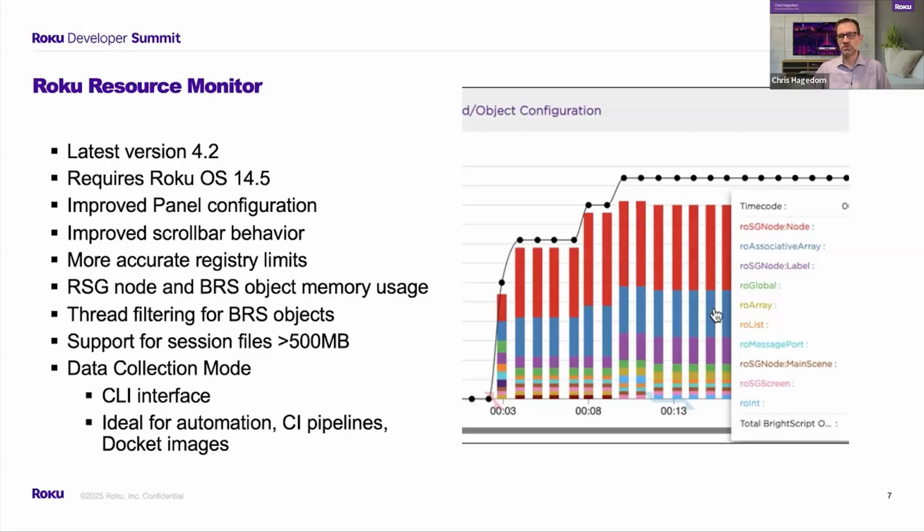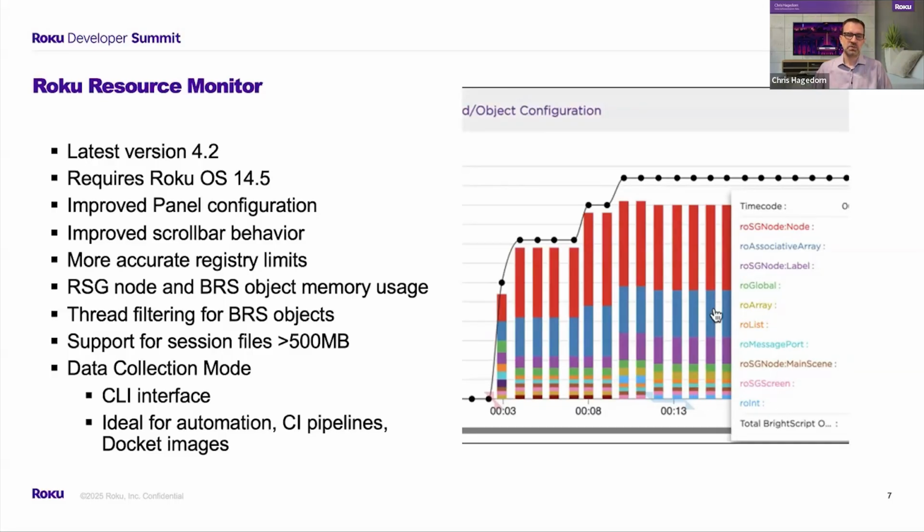This year, we've also improved the accuracy of registry limits in the tool. In the registry usage panel, there is an indicator of the maximum amount of registry space your channel is allowed to use. In the past, that number was hard-coded, and that was correct for a very long time, but nowadays that's not always correct because different channels can have different limits based on all kinds of different factors. And so now we are getting that number from the device itself. It's no longer hard-coded, and so that upper limit on registry usage will be more accurate in the latest version of the tool.